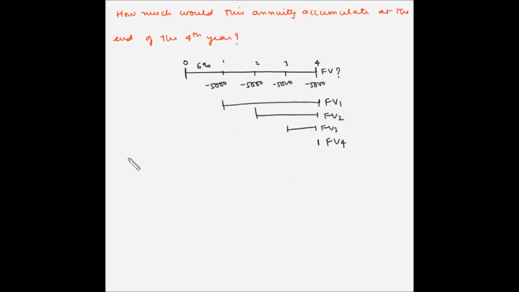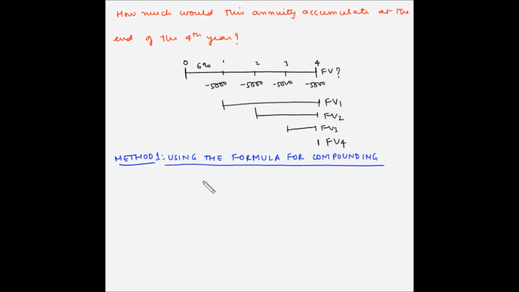So now this leads to our first method, which is to find out the future value using the formula for compounding or discounting. Basically, this method is easy because you do not have to remember any complicated formulas. All you need to remember is the formula for compound interest. Now, the first deposit of 5,000 rupees at the end of first year will grow at 6% compound interest till the end of the 4th year.